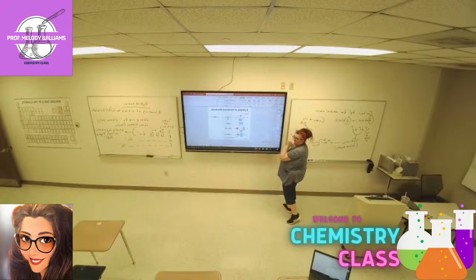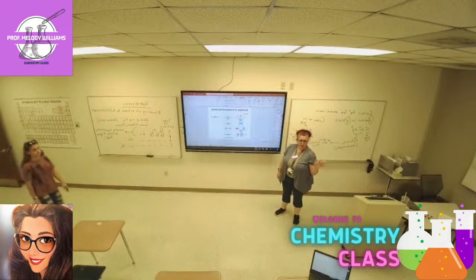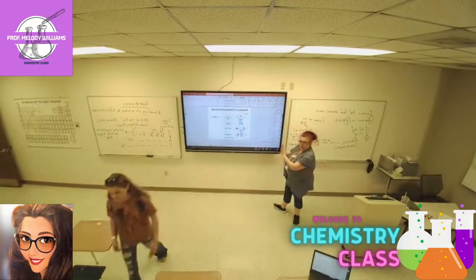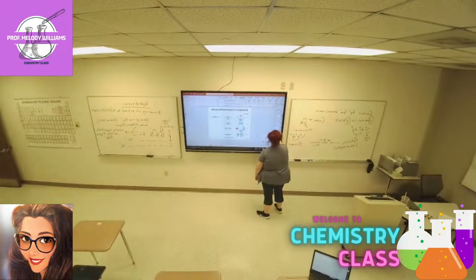What was the 3 groups? 3 groups are called trigonal planar. So it's like a flat triangle. Plane being flat, trigonal planar. Okay.